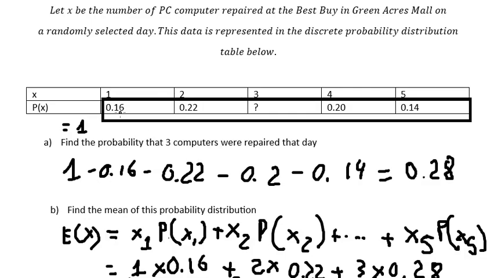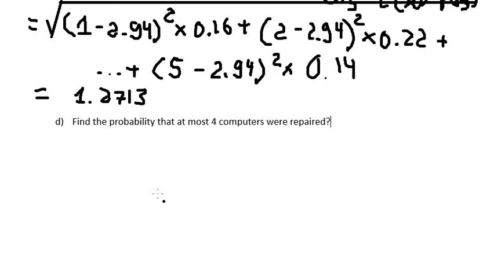The last one, find the probability that at most 4 computers were repaired. So we just sum this one, this one, this one, and this one, or maybe we use number 1 minus 0.14, and we got the final answer, and that is 0.86. This is the end.